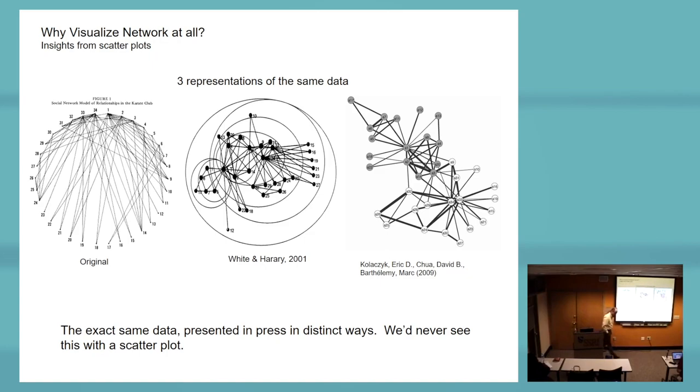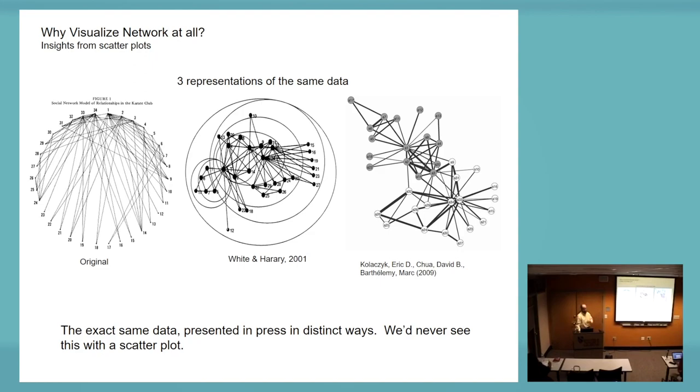Unfortunately, the current state of affairs in network visualization is far from that. These are three representations of the exact same data that have shown up in print. This is the Zachary Karate Club that Peter Mucha showed us yesterday. I think this is the actual image that Peter showed us, but you've seen it in lots of different formats. Again, this is no different than taking a scatter plot and randomly sorting the axes. What we'd like is to have the same thing every time.